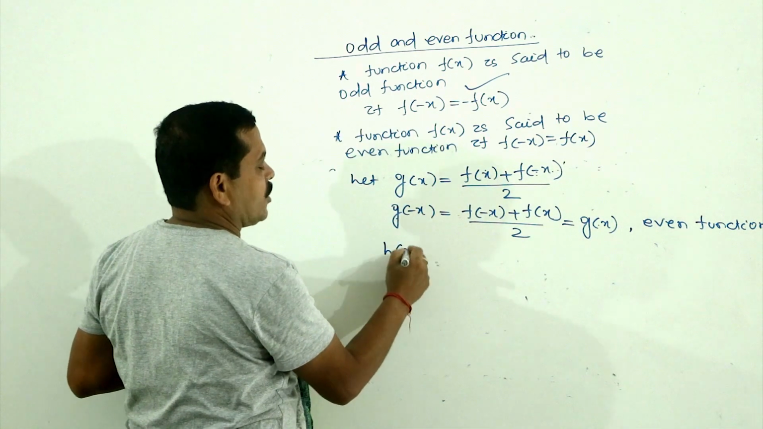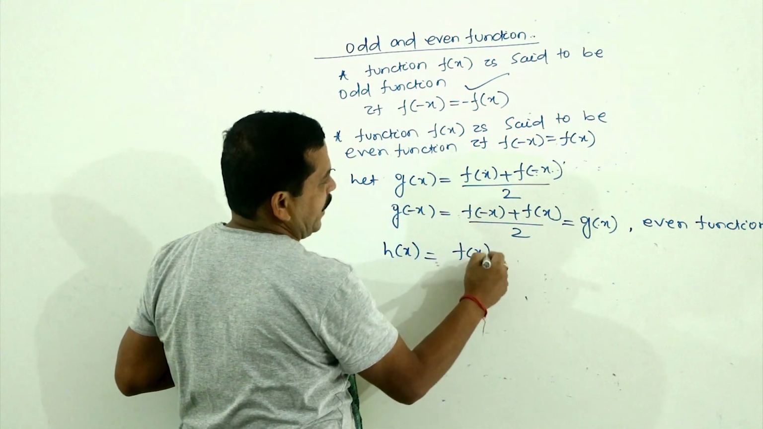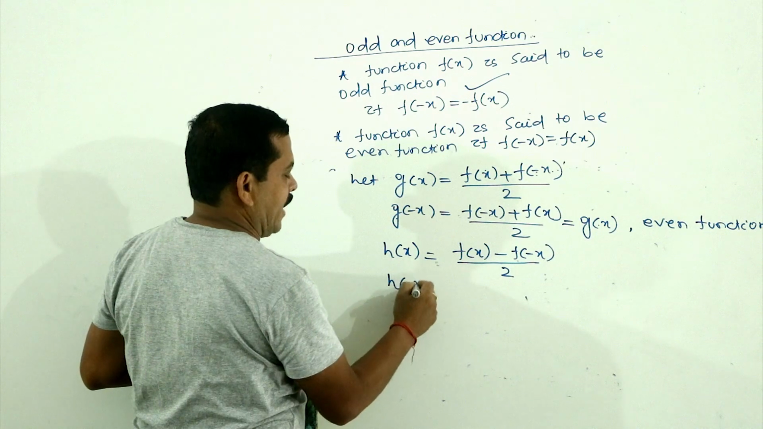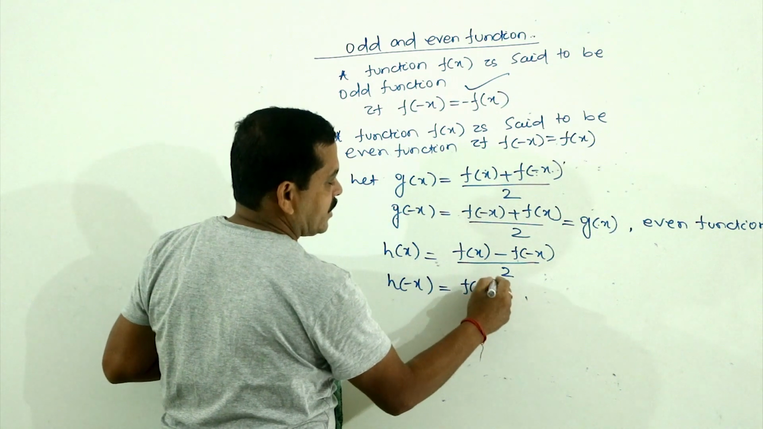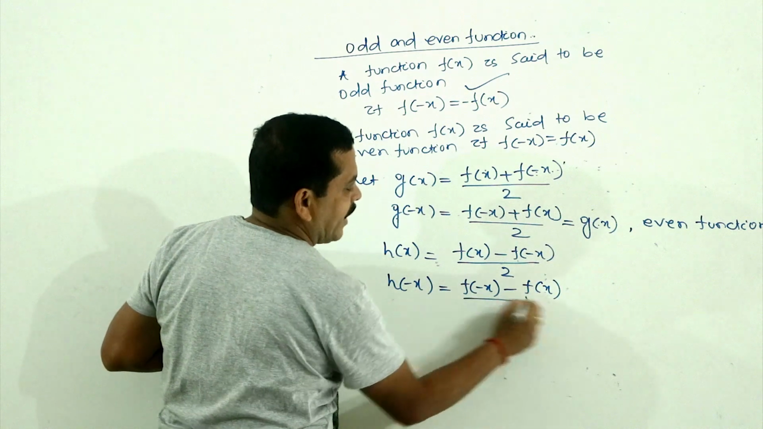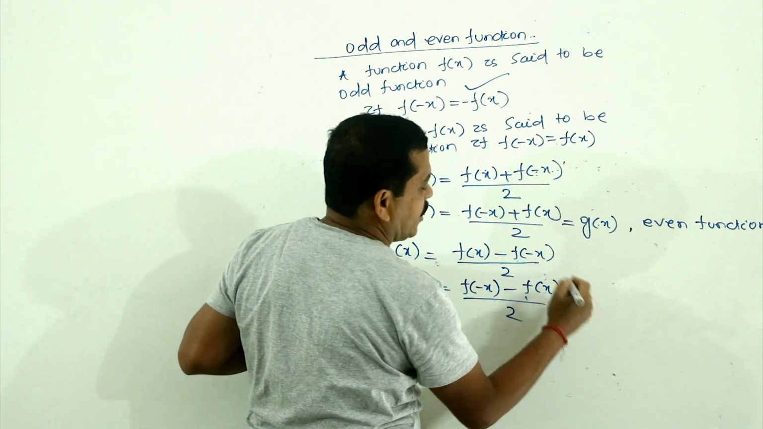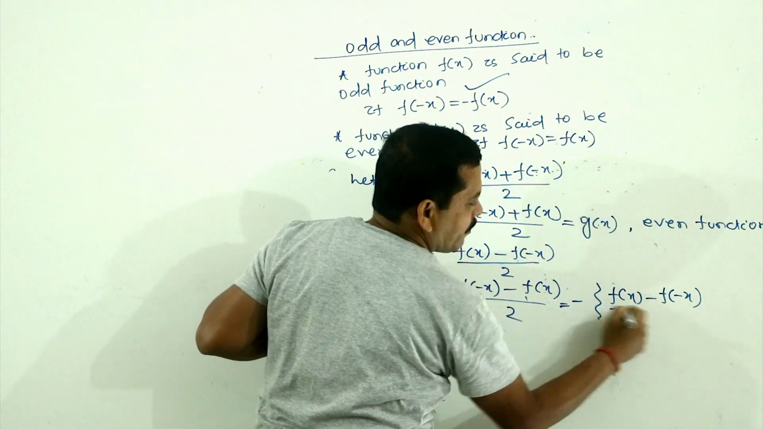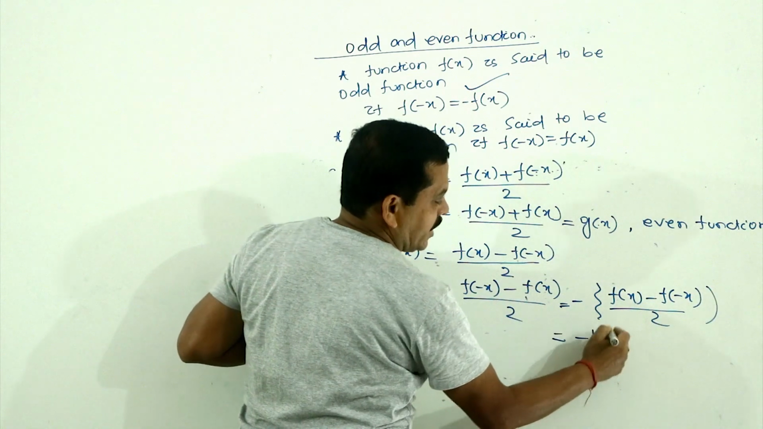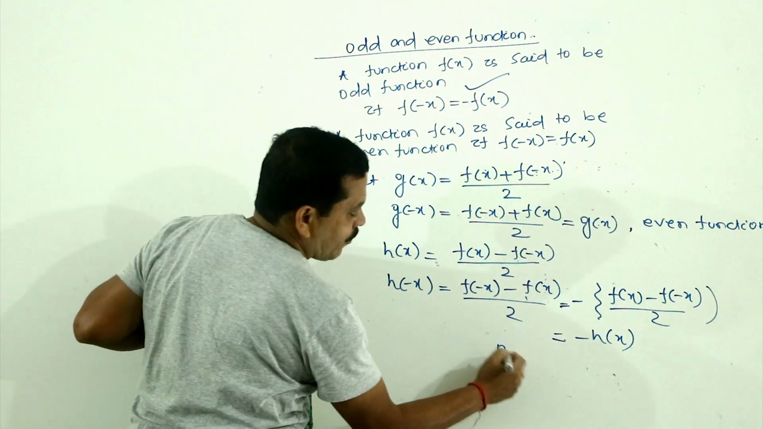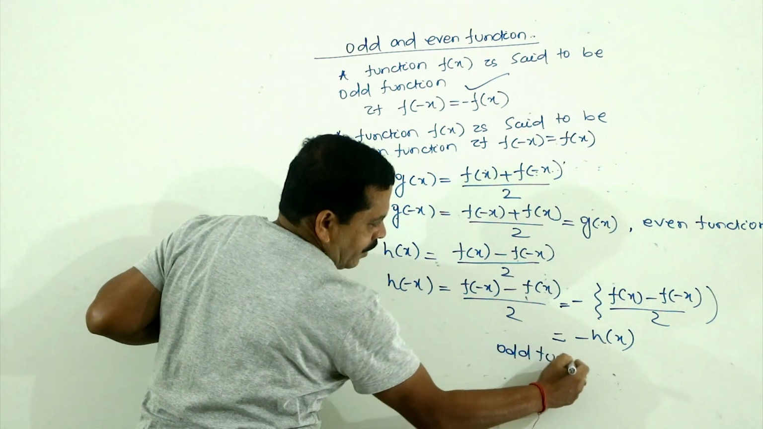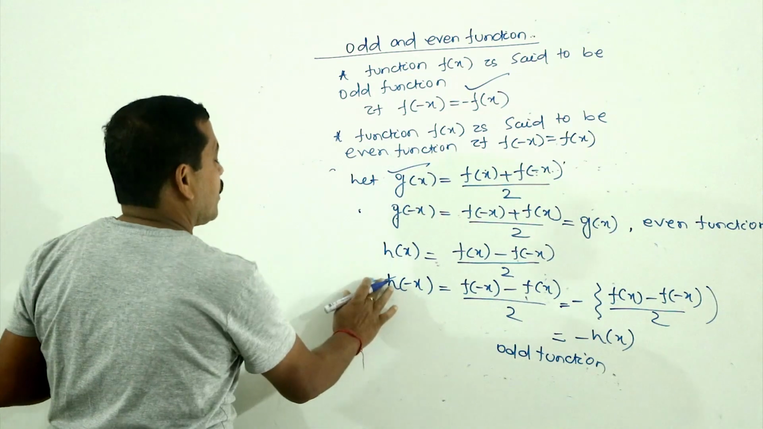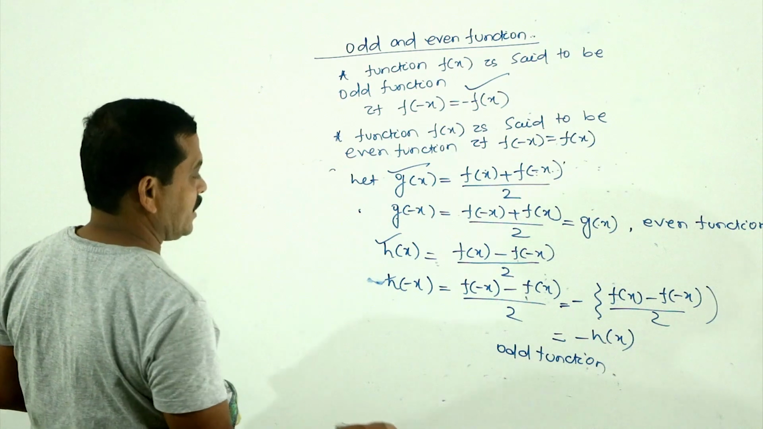And define another function h of x as f of x minus f of minus x by 2. Then h of minus x will be f of minus x minus f of x by 2. If we take minus common, it will be f of x minus f of minus x by 2, which is minus h of x. So it is an odd function. This is an even function and this is an odd function: h of x is odd and g of x is even.